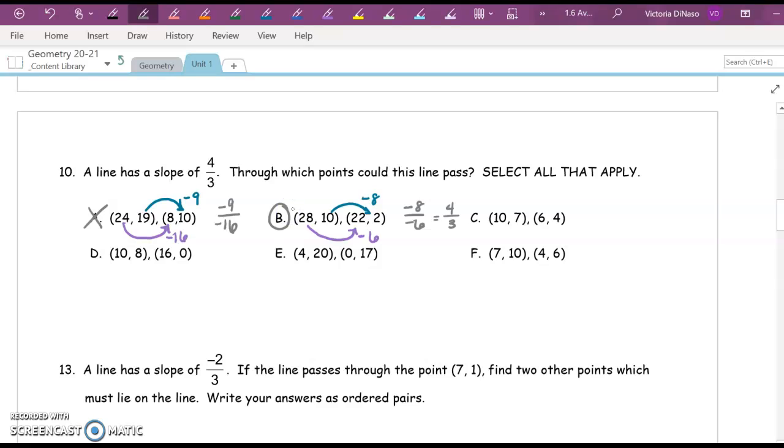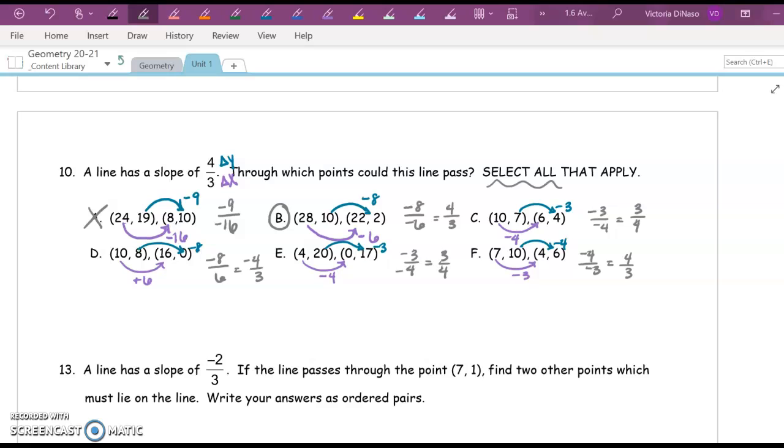Go ahead and work on C, D, E, and F and figure out, for the select all that apply, what also has a slope of 4 over 3. In letter C, you'll get negative 3 divided by negative 4, which is the same as 3 over 4. So C is not an answer. In letter D, we have negative 8 divided by positive 6, which is negative 4 over positive 3, so D is not an answer. In letter E, we have negative 3 divided by negative 4, and we reduce to positive over positive, but E is not an answer. And then in letter F, we have negative 4 divided by negative 3, which reduces to positive 4 divided by positive 3, and F also matches the slope of 4 over 3.